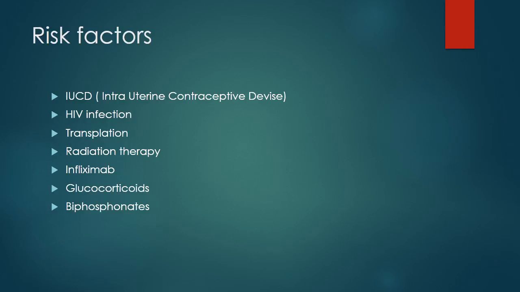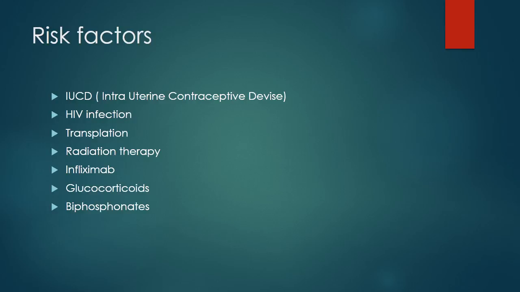Pelvic actinomycosis is most common in patients using intrauterine contraceptive devices. Whenever female patients use these devices, in due course of time they may get dislodged and cause mucosal disruption or damage to the mucous membranes within the uterus, and later that part may become more prone to developing actinomycosis.